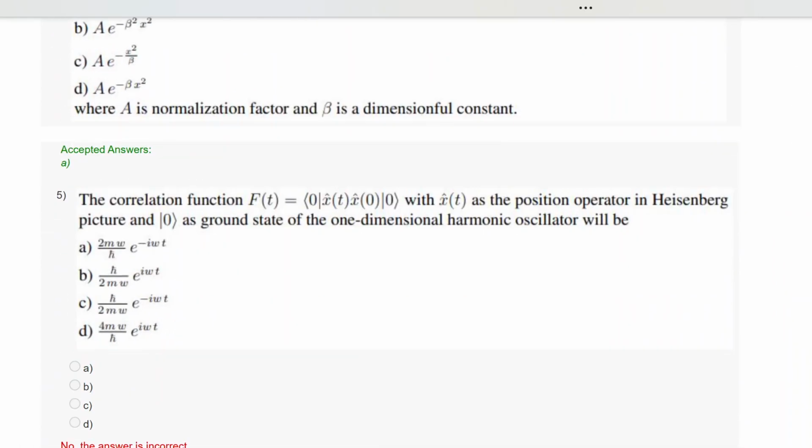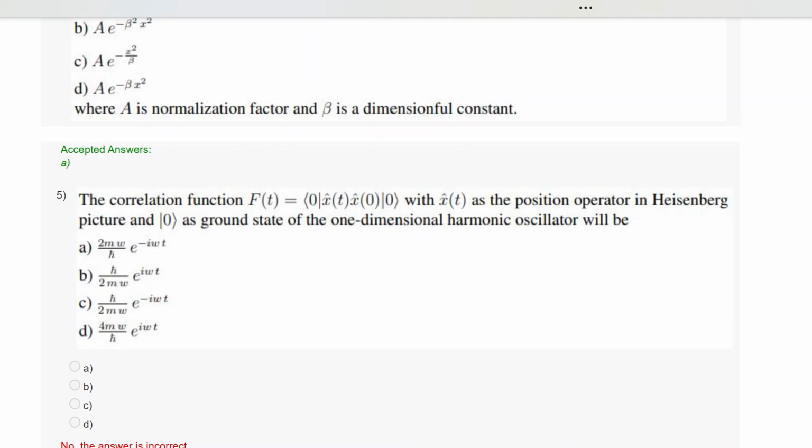Now question number 5: the correlation function f(t) is equal to ⟨0|x(t) x(0)|0⟩, with x(t) as a position operator in Heisenberg picture and |0⟩ as the ground state of a one-dimensional harmonic oscillator. What will it be? So the correlation function f(t) is given as x(t) into x(0) with the 0 state sandwiched in between them, and x(t) is a position operator in Heisenberg picture. |0⟩ is the ground state of the one-dimensional harmonic oscillator. Then what will be the correlation function f(t)?